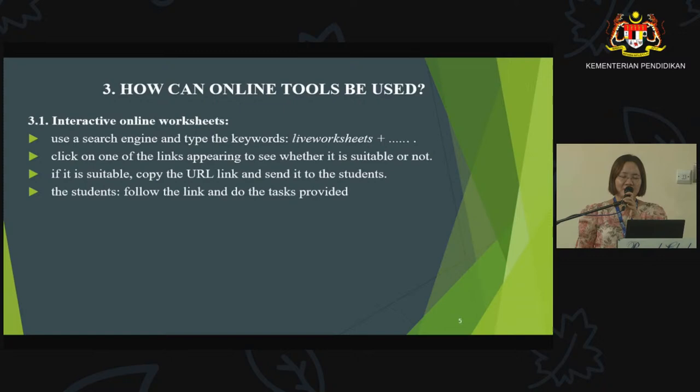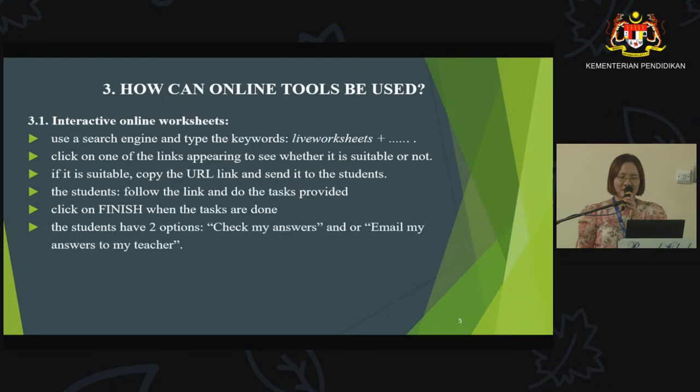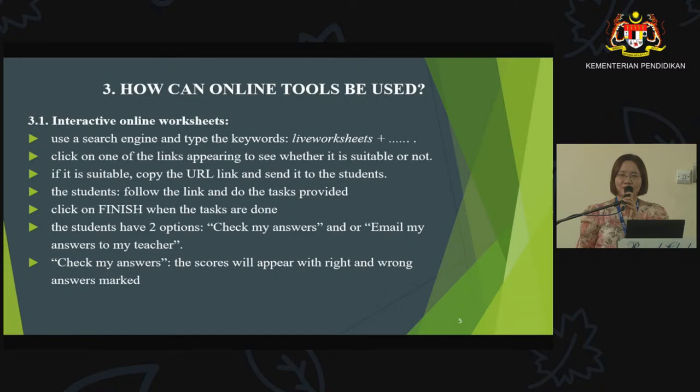After finishing, they can click on finish. And then they have two options. The first one, they can check the answers, or they can email the teacher. When they check the answers, the score will appear immediately, and they can see the right and wrong answers marked very clearly with different colors. And when they choose to email the answers to the teacher, the score will be sent to the teacher. And you can see some of my examples.